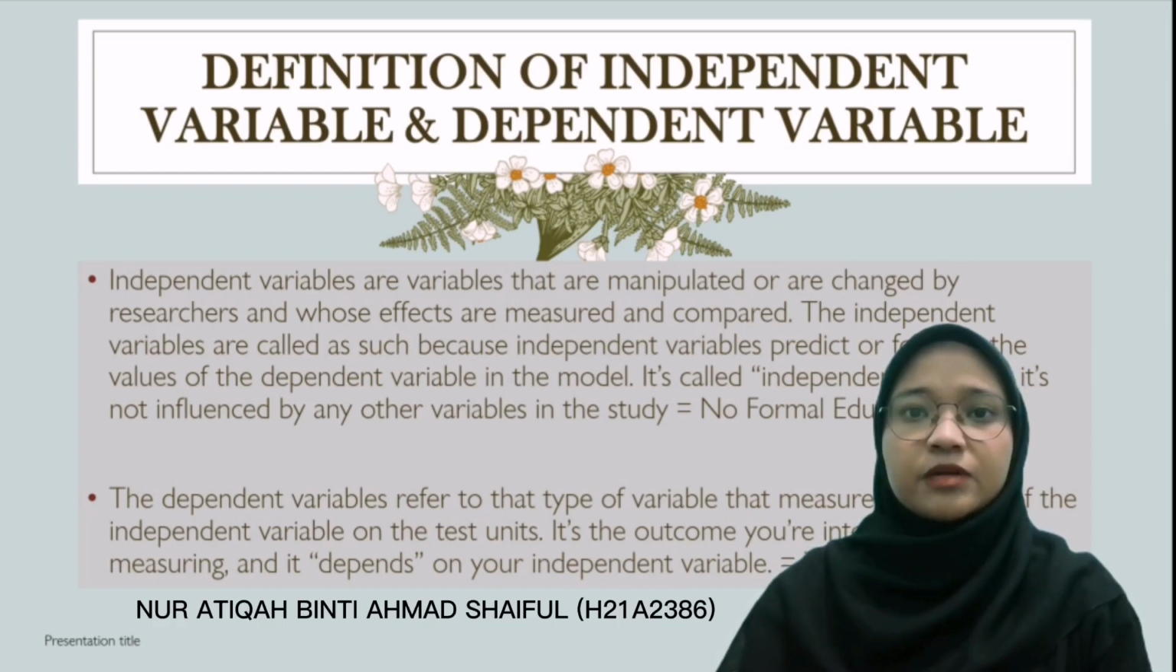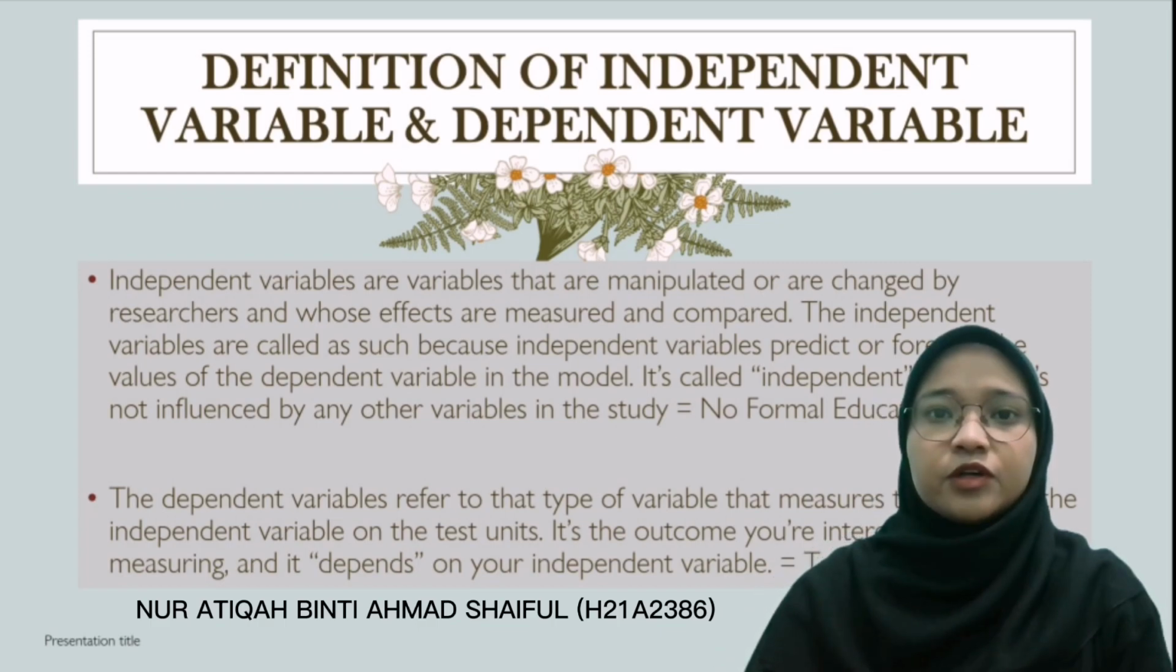Now I'm going to continue with Part B, independent and dependent variable. Independent variables are variables that are manipulated or changed by researchers and whose effects are measured and compared. They are called independent because they are not influenced by any other variable in the study, for example no formal education. The dependent variable refers to the variable that measures the effects of the independent variable on the test unit. It is the outcome you are interested in measuring, and it depends on your independent variable, for example total.